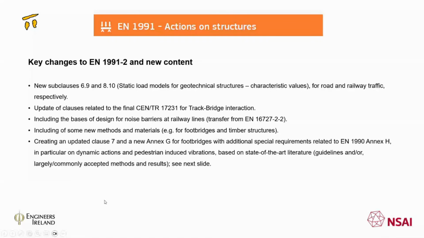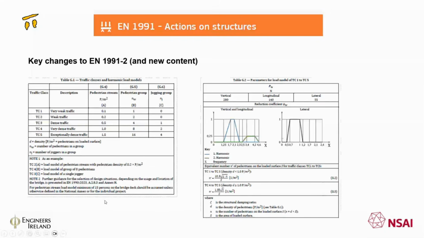So there's some new information brought in. These are loads depending on the type of weight across a bridge. Very weak traffic, exceptionally dense traffic, pedestrians per meter squared, and so on. So you can modify factors, and that information will be given in the new Annex G.